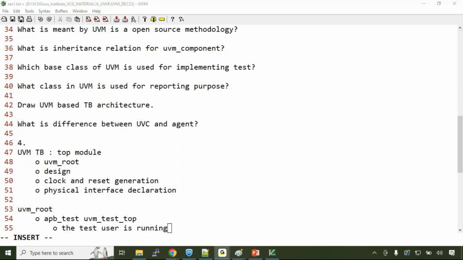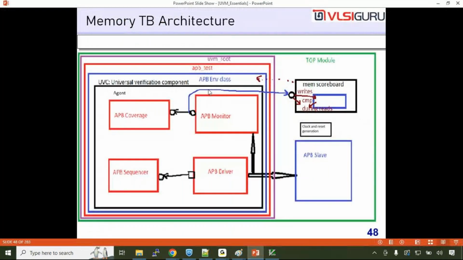Below the test case, environment class will be there. Below the test, what will be there? Environment class will be there. Below environment class, what is there? Agent will be there. Below agent, driver, sequencer, monitor, and coverage will be there. Also, below the agent, even scoreboard will be present. You see dots I'm showing because the scoreboard will be part of the environment. It won't be outside. Scoreboard will be internal to the environment.